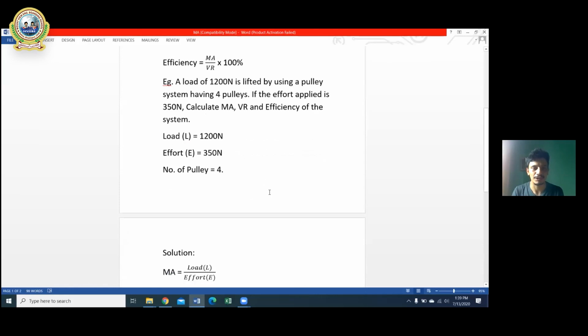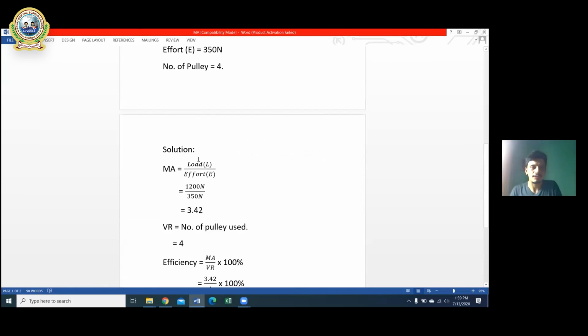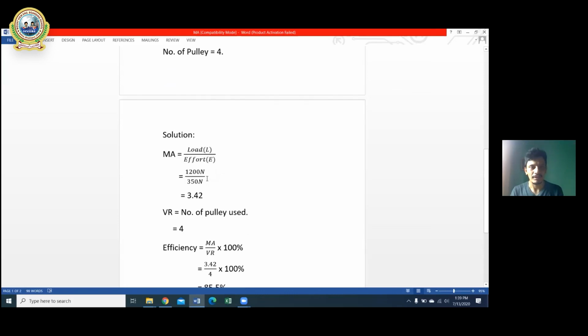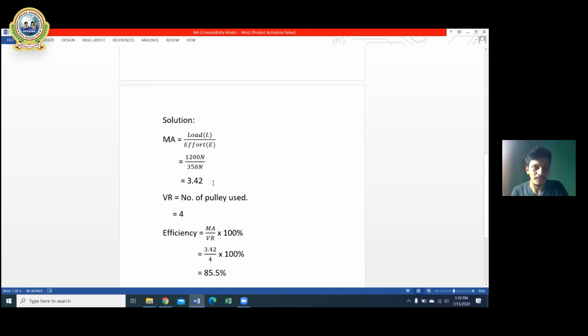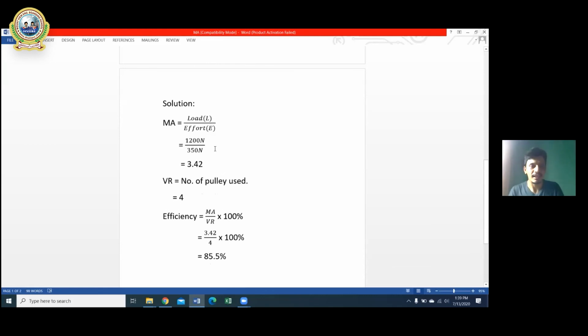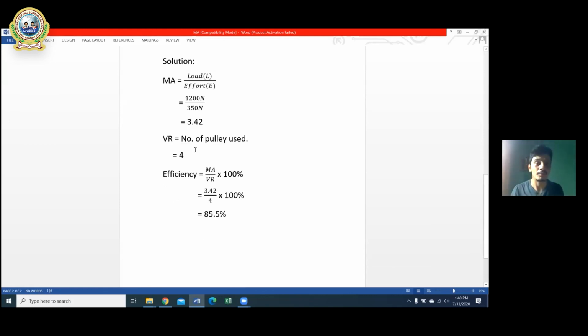Now let's go to the solution. According to the formula we learned earlier, mechanical advantage is given by the formula load upon effort. Load is 1200 Newton, effort is 350 Newton, and when you solve, you will get 3.42. So MA equals 3.42. And as I told you earlier, VR is given by the number of pulleys used. So VR equals 4.